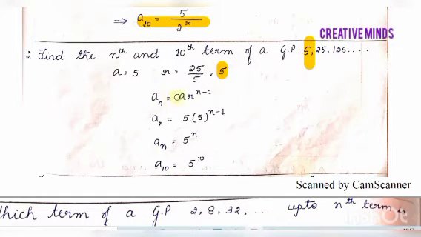So we have the formula a_n is equal to a into r to the power of n minus 1. The value of a is 5 and r is 5 only. Then 5 to the power of n minus 1, and here 5 to the power of 1 is there. 5 to the power of n minus 1 plus 1 is 5 to the power of n. So now we get a_n is equal to 5 to the power of n. So we can easily calculate the 10th term, that is a10 is equal to 5 to the power of 10.